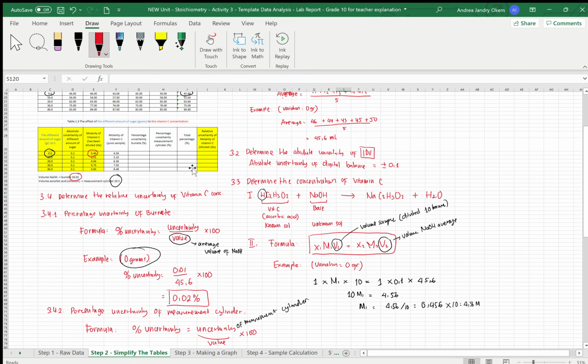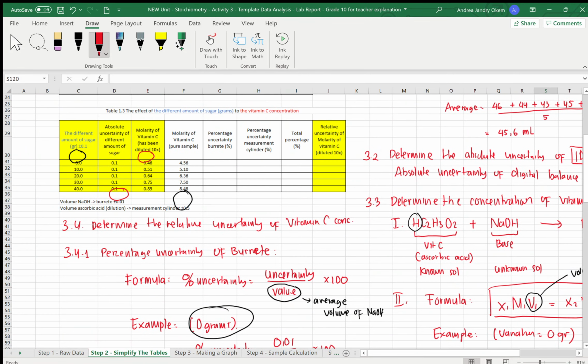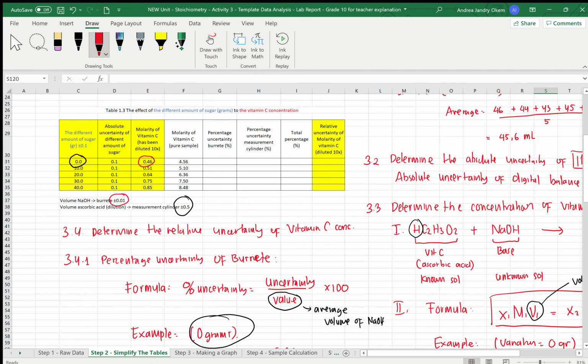Now, the next one, how do we put it inside the table? That's easy. The first thing is we are going to measure the percentage of the first measurement tool, which is the Buret. So take a look at the formula. The formula is uncertainty of the Buret over value times 100. So we can use equals, open the bracket, and you need to type the uncertainty of Buret, which is 0.01. Then we just need to type 0.01 over.